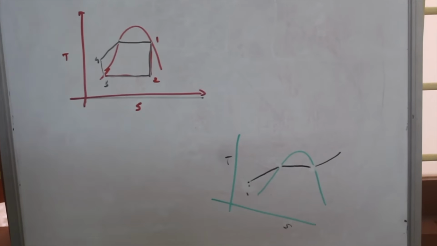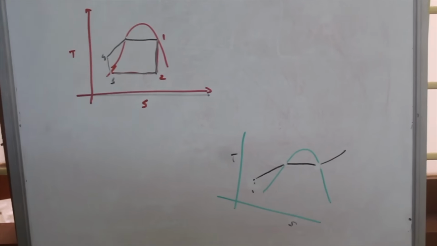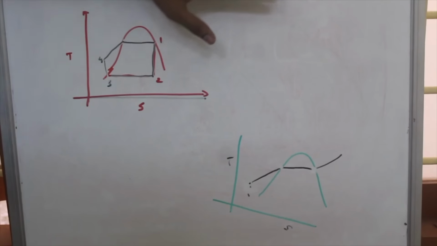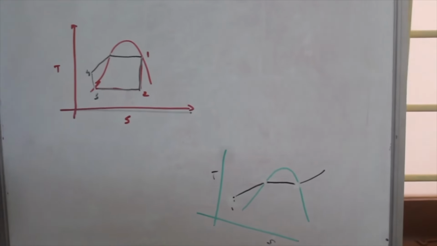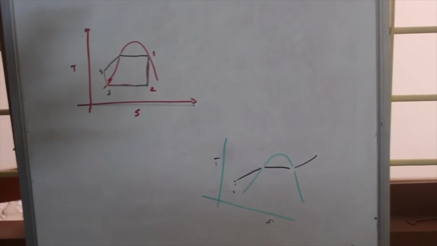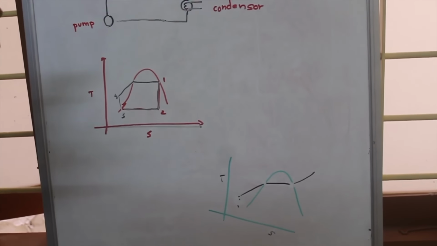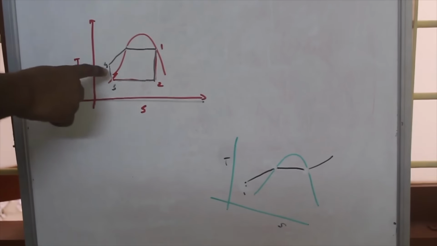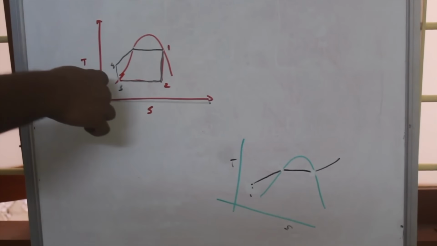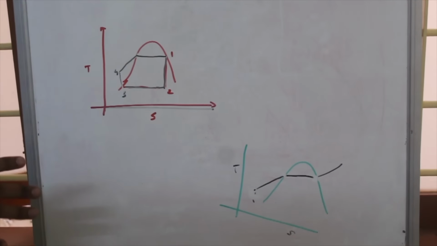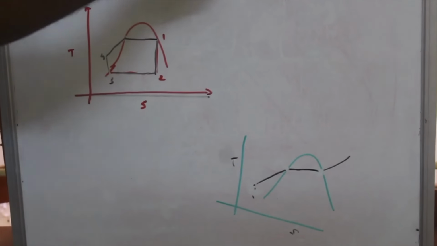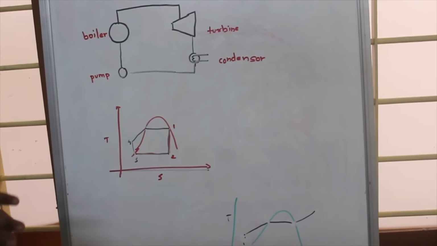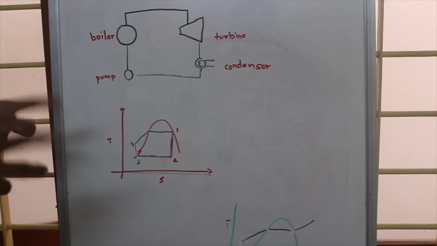Now we can come to this figure. Suppose after the condenser we only have water. That is this point 3. This point 3 represents only water because this is the water saturation line. But the water coming out of the condenser will not have the same pressure as that of the boiler, so we will use a pump.